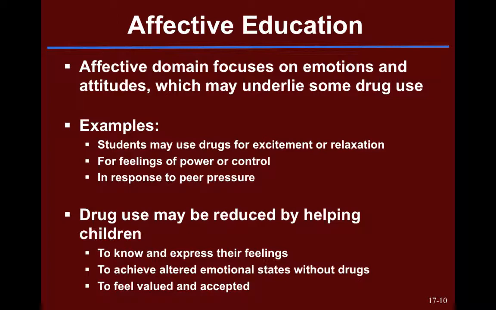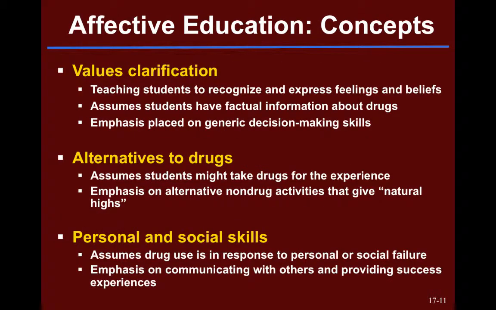So when we looked at how that broke down in affective education, the main concepts that were addressed were values clarification, alternatives to drugs, and personal and social skills. So values clarification, here we're talking about helping students to become more emotionally literate, recognize their feelings, express their beliefs, things that are important to them. And we're assuming that students already have that factual information about the drugs. We don't need to tell them what marijuana is, they already know. And also that these decision-making skills that they would need would not be focused specifically on drugs, but they'd be more general decision-making skills that related to life skills.